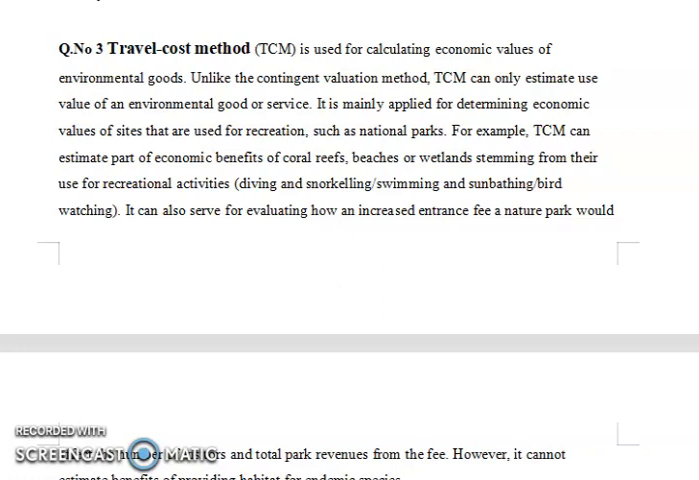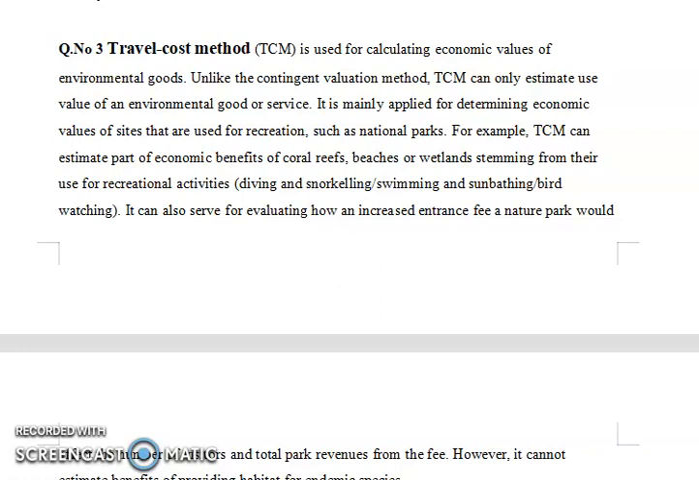In this video, we discuss the travel cost method. The travel cost method is used for calculating the economic value of an environmental good. Unlike the contingent valuation method, the travel cost method can only estimate the use value of an environmental good or service. Here, we estimate the use value of an environmental good or service.